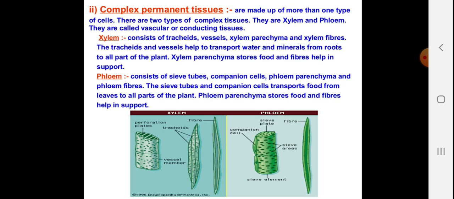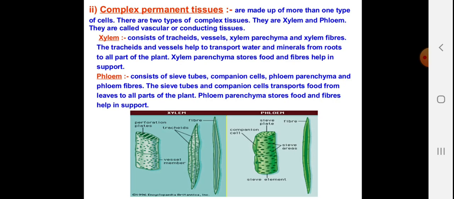Now let's talk about the complex permanent tissues, which are made up of more than one type of cells. There are two types of complex tissues. They are xylem and phloem. They are called vascular or conducting tissues. Now why are they called vascular bundles? Because they are mainly working for transportation.